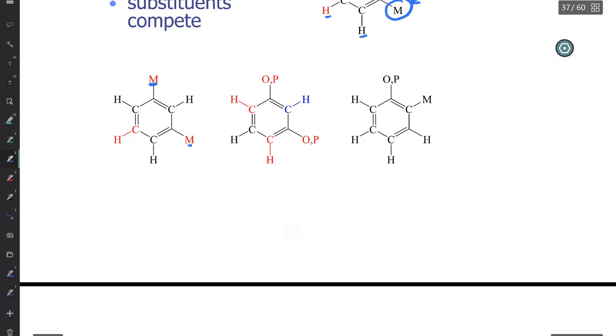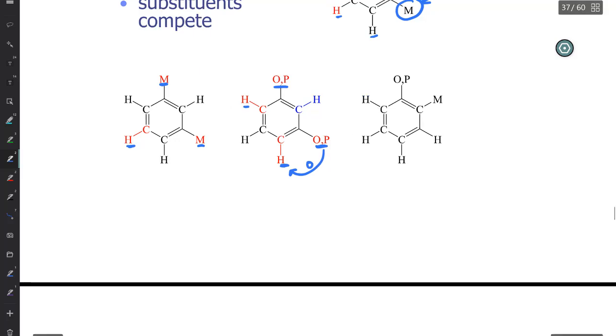Now, it could be happy day, right, that they work together. So if you have a meta director and a meta director and you're trying to replace this hydrogen, then it's relatively easy. They both work to substitute the same position. Now, you could also have the same thing with ortho para directors. So now notice you have two ortho para directors. They're actually meta to each other. But when that's the case, I have ortho, right? This is ortho. And this is para, of course. But then here, that's para. But you notice that's also ortho to this one. So they're both working to do substitution in the same position.